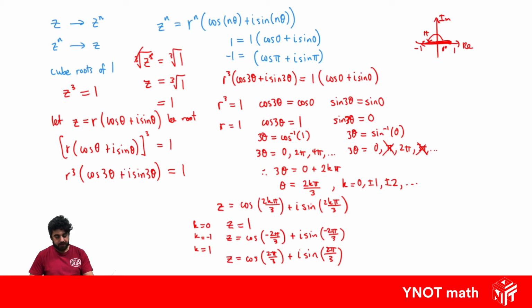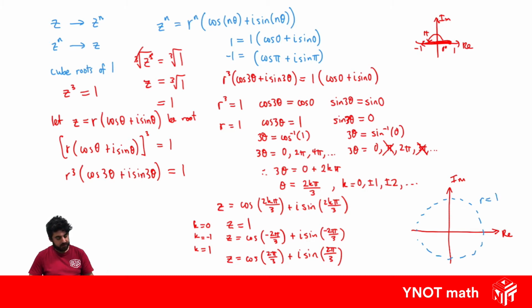We're going to go ahead and plot these on an Argand diagram. And what you'll find, when you plot them with the real and imaginary axis, is that they all lie on a circle centered at the origin with a radius equal to r. In this case, the radius is 1. So this radius is 1.